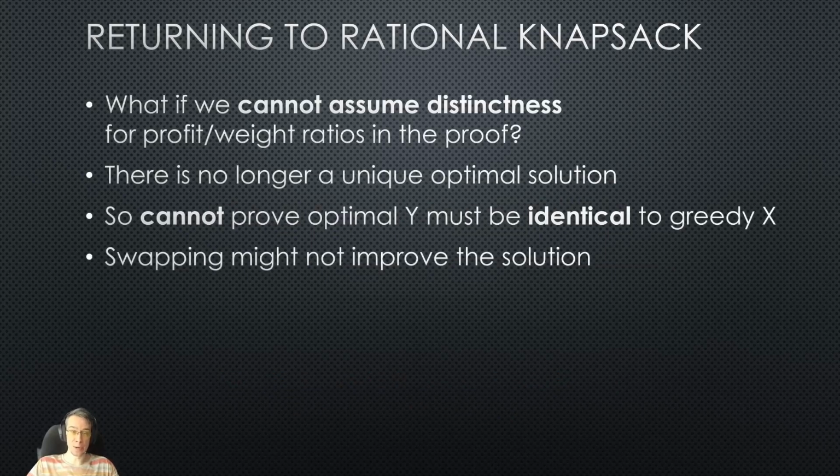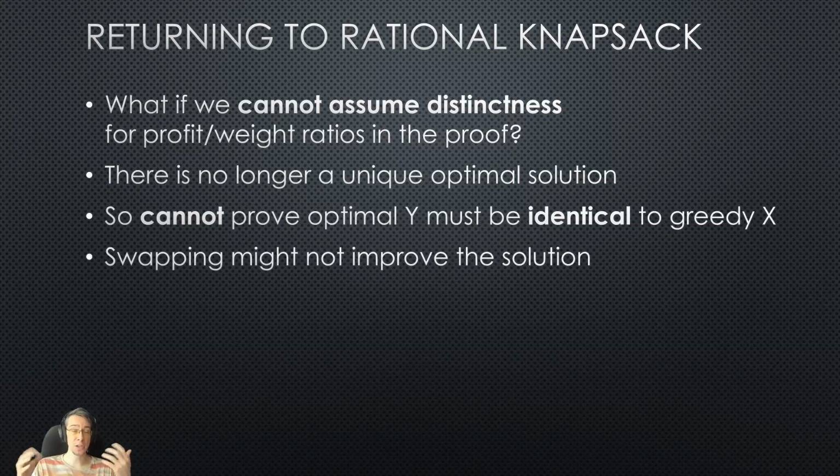So first of all, I want to return briefly to a proof that we did last week. This is the proof of optimality for rational knapsack. Now in that proof, I assumed at the very beginning that when you take, for each item that you could put into the knapsack, the profit of that item divided by the weight of that item, and you do that for each item, and you sort from largest profit per weight to smallest profit per weight, that all of the profit per weight ratios were distinct.